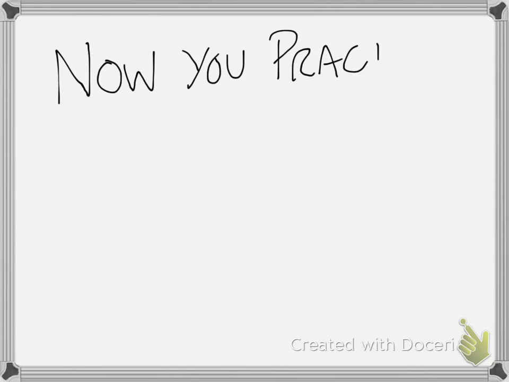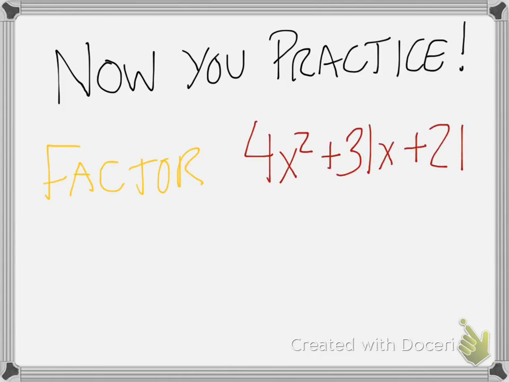Now that you've had a chance to see problem 14 done for you, I want you to go ahead and practice with this problem. So you're going to have to use the AC method here. We've got 4x squared plus 31x plus 21. If you run into any difficulties, please make sure you ask your teacher for any help.